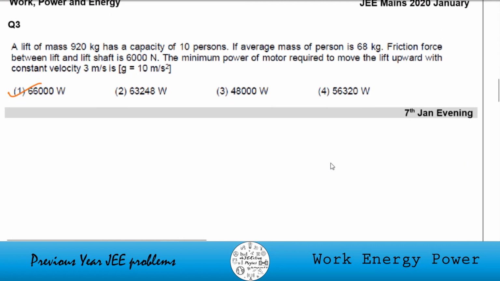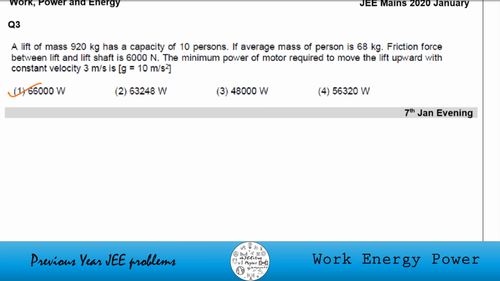Next, question number 3. A lift of mass 920 kg has a capacity of 10 persons. If average mass of a person is 68 kg, friction force between lift and lift shaft is 6000 Newton. The minimum power of motor required to move the lift upward with constant velocity 3 meters per second is, small g is equal to 10 meters per second square.